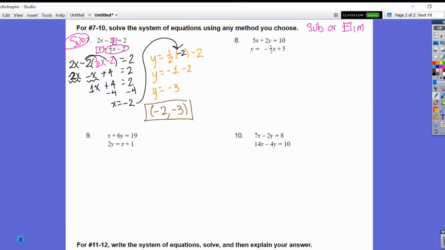We go on over to number 8. And looking at that, again, trying to decide between substitution or elimination, I see one variable isolated all on its own, so that tells me that substitution is going to be a nice model to use here.